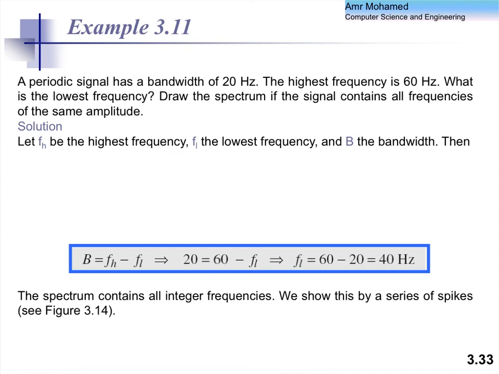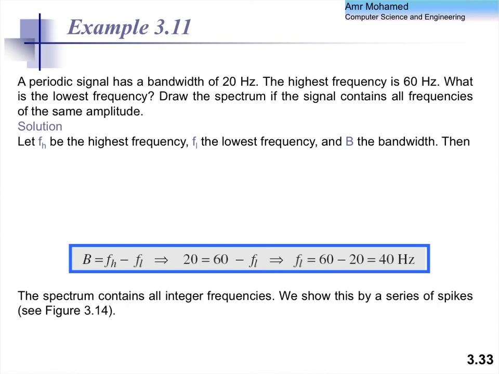On the other side, we can flip this problem and talk about if we have a periodic signal which starts from a specific frequency. How can we represent the signal in the frequency domain knowing this information? It's similar to the previous problem, but in this case, it has 20 hertz bandwidth, and the highest frequency is 60. So we know that the lowest frequency is 40. And the signal can take in the frequency domain any shape or form within these two ranges of frequency.